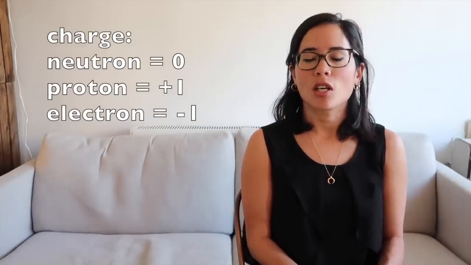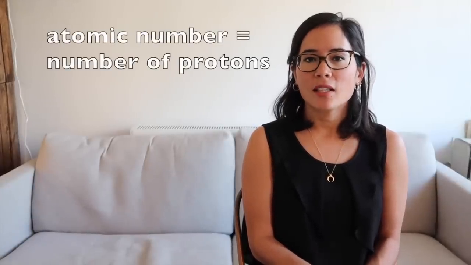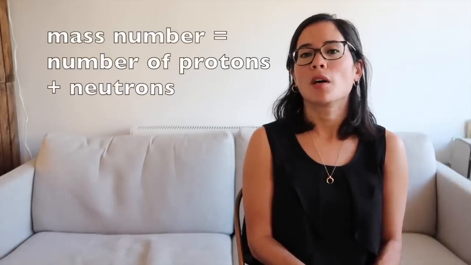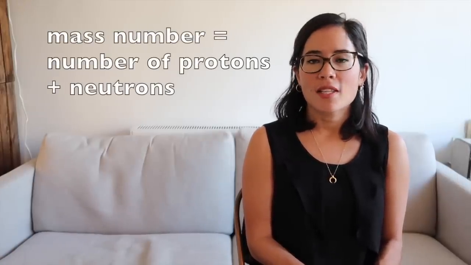Now looking at the periodic table, just remember that the atomic number is the number of protons, and the mass number is the number of protons plus the number of neutrons. And this will become really important when we now come to look at isotopes.